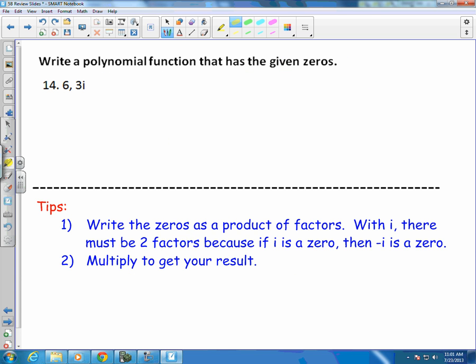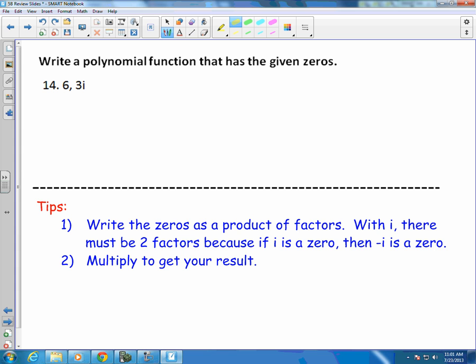All right. Number 14 is a polynomial function that has the given zeros 6 and 3i. What you got to know, the tip here says, write the zeros as a product of factors. We'll talk about what that means and show you what that looks like. With i, though, there must be two factors, because if i is a zero, then -i is a zero. And that's your trick there.